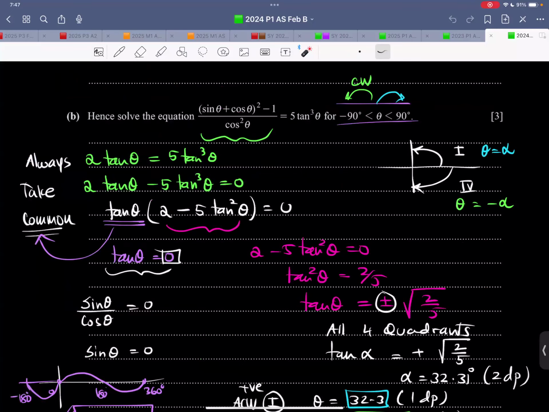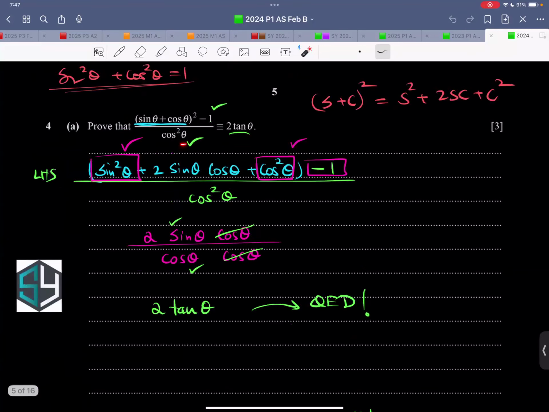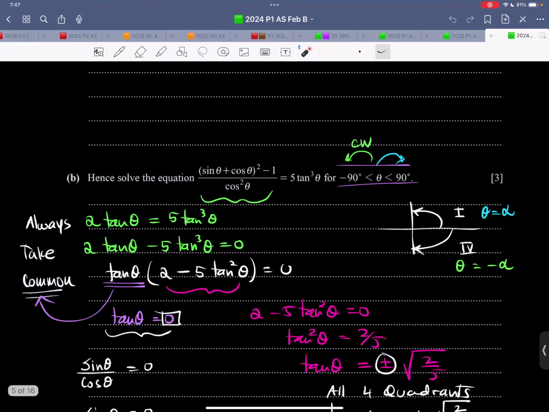Then it says, hence solve this equation. So now this thing over here, (sine theta plus cos theta) whole square minus 1 over cos square theta, that is 2 tan theta. So this is 2 tan theta equals 5 tan cube theta. Now what have I written over here? Very important. That is always take common. So do not divide, otherwise you will lose part of the solution. So 2 tan theta is 5 tan cube theta.